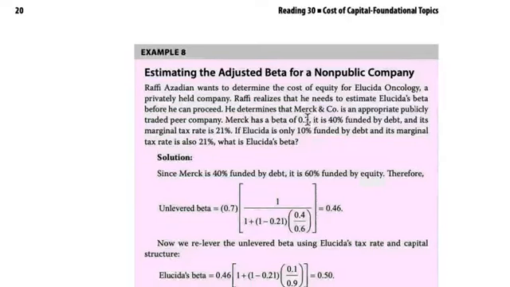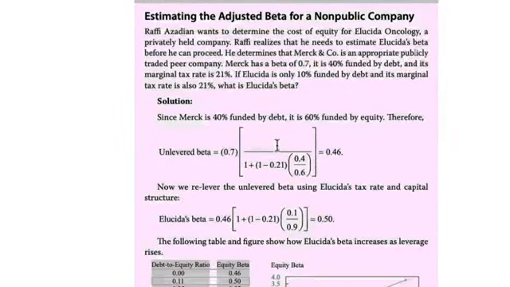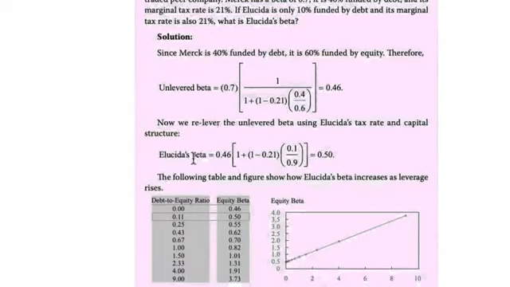So let's unlever the 0.7. So it's 0.7 multiplied by 1 over 1 plus 1 minus the tax rate times the debt equity ratio. 40% funded by debt means it's 60% funded by equity. 0.4 over 0.6, we get 0.46. That's unlevered. Let's re-lever it up. And it's 0.1 over 0.9 because it's 10% debt, meaning 90% equity, we get 0.5. Yeah, it's just that straightforward.